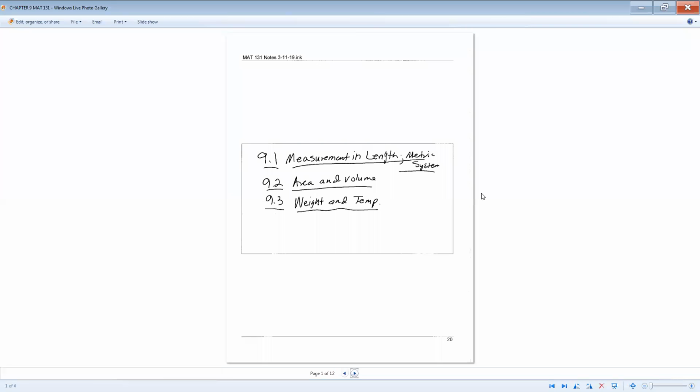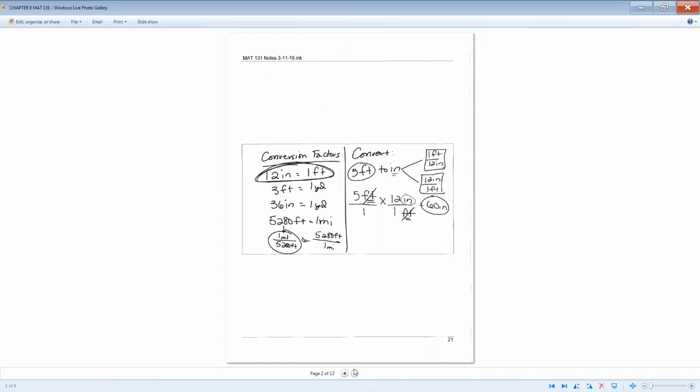All right, so this packet is on chapter 9, looking at measurement: length, area, volume, weight, and temperature. Looking at the first section, we're talking about converting measurements. An example, if we want to go from feet to inches, here we have just some simple conversion factors.